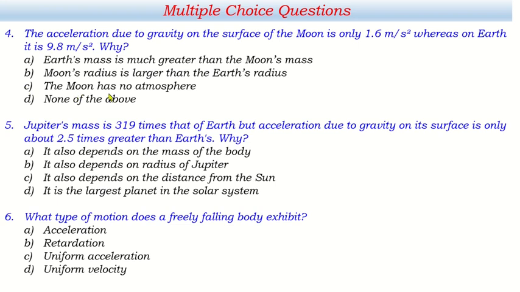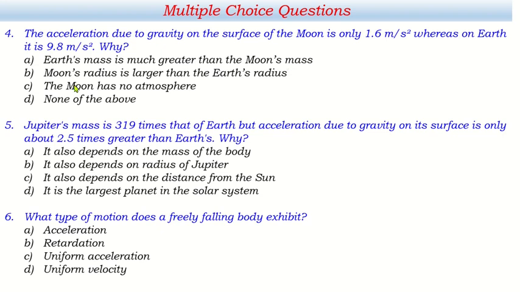Okay, C, the moon has no atmosphere. Atmosphere doesn't have any relation with acceleration due to gravity. That's why this option number C is also incorrect. None of the above. If A is incorrect, then certainly none of the above. But look at A. Earth's mass is much greater than the moon's mass. Yes, it is correct.